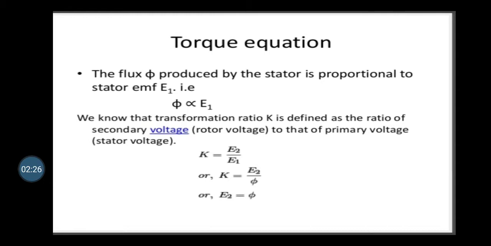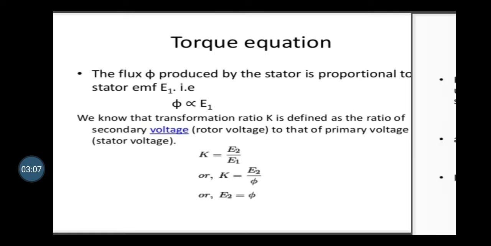Now, the definition of the transformation ratio: it is the ratio of E2 upon E1, that is, the ratio of output voltage upon input voltage, or K is equal to E2 upon E1. We can say that E2 is proportional to phi, meaning the induced voltage in the rotor will be proportional to the main flux or stator flux.